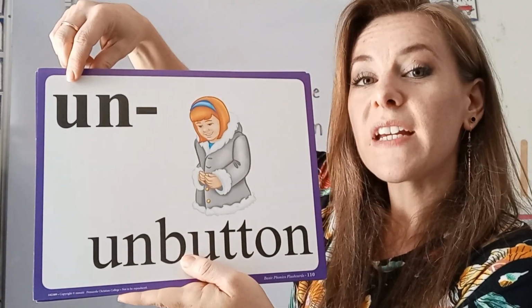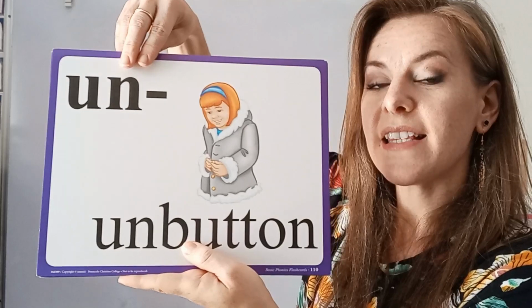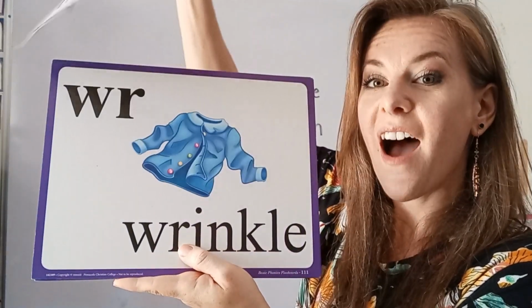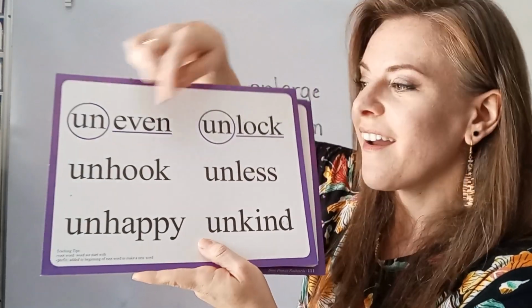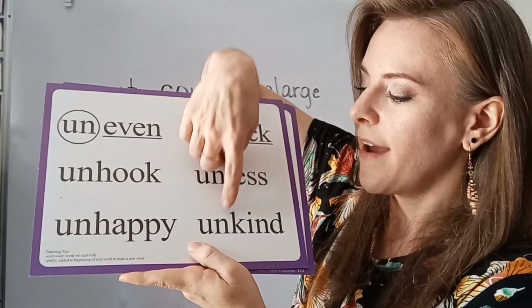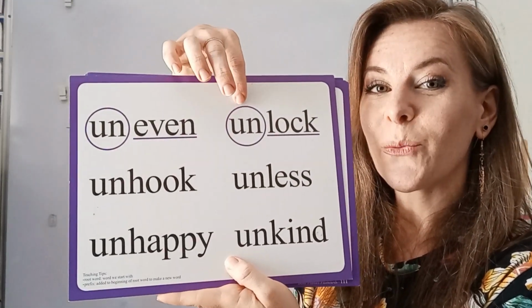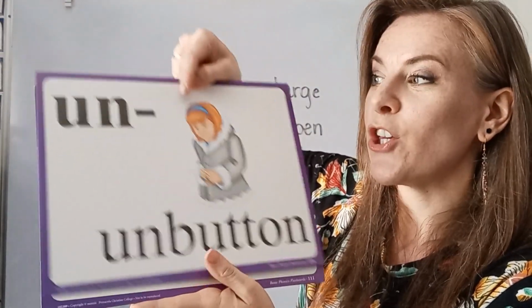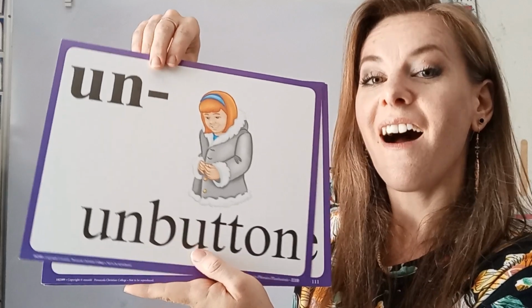Then we have the prefix un in unbutton. UN says un in unbutton. Uneven, unlock, unhook, unless, unhappy, unkind. So all of these are added to the beginning of your root word to make a new word, and the UN says un in unbutton.